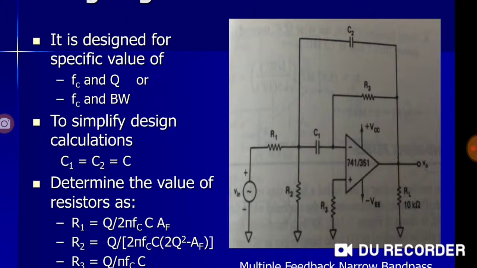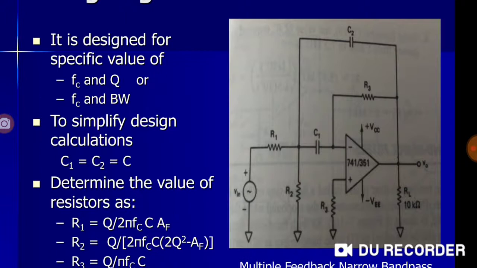If FC and Q are not known to us, then we have to know FC and bandwidth, and Q is equal to FC by bandwidth. There is a relation, so Q is equal to FC by bandwidth comes in over here. Even if you are given FC and Q, then it's good. Otherwise FC and bandwidth, it's the same.